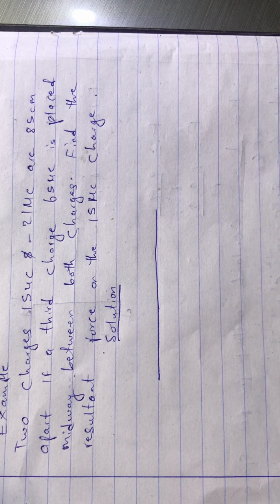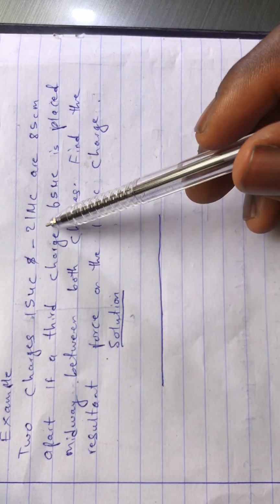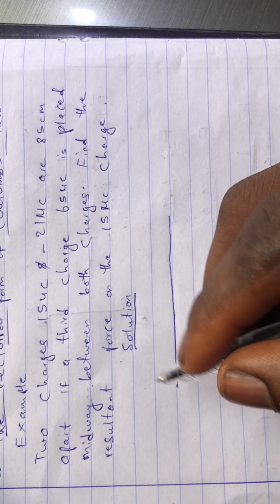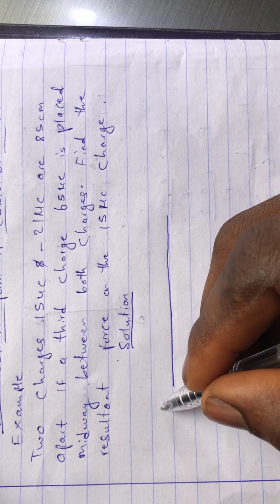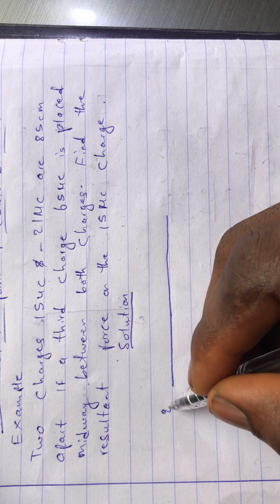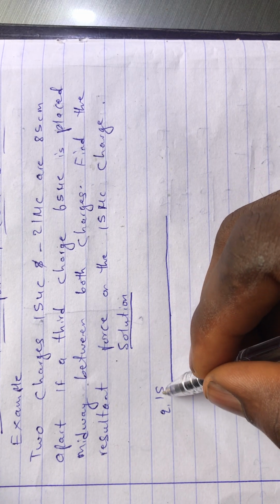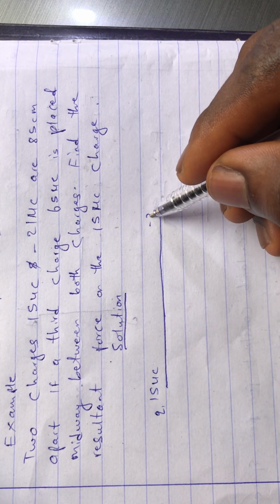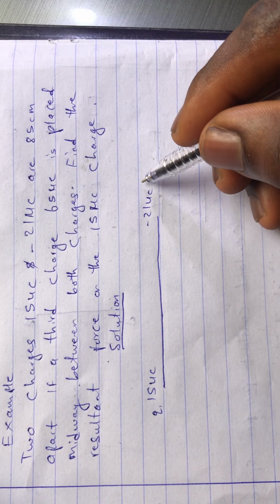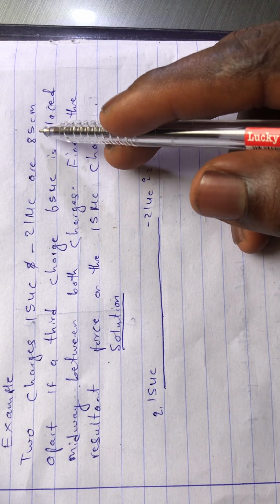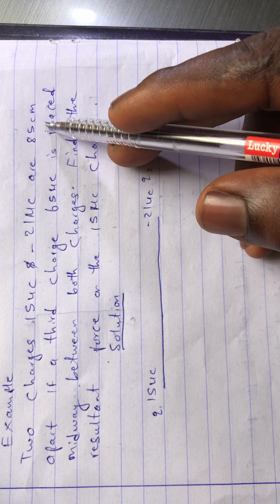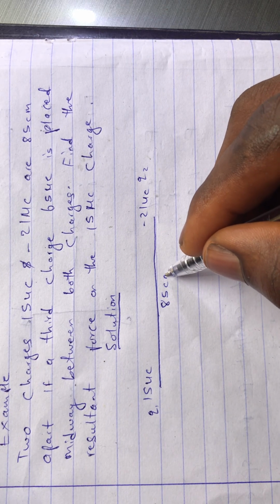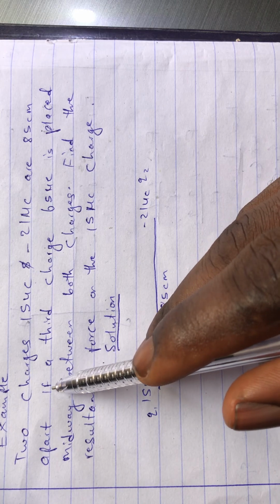They say that two charges, 15 microcoulomb and minus 21 microcoulomb, are 85 centimeters apart. The first one here, let's take as our Q1, is the 15 microcoulomb charge, and this one is the minus 21 microcoulomb charge, which is our Q2, the second charge. They are 85 centimeters apart, so that means this 85 is the distance, with the middle at the center.